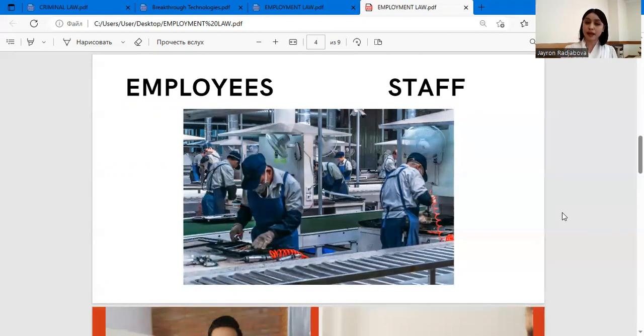They're working for somebody. And there is a word, staff. Staff is a group of people, but employee is one person, and employees can be one staff.